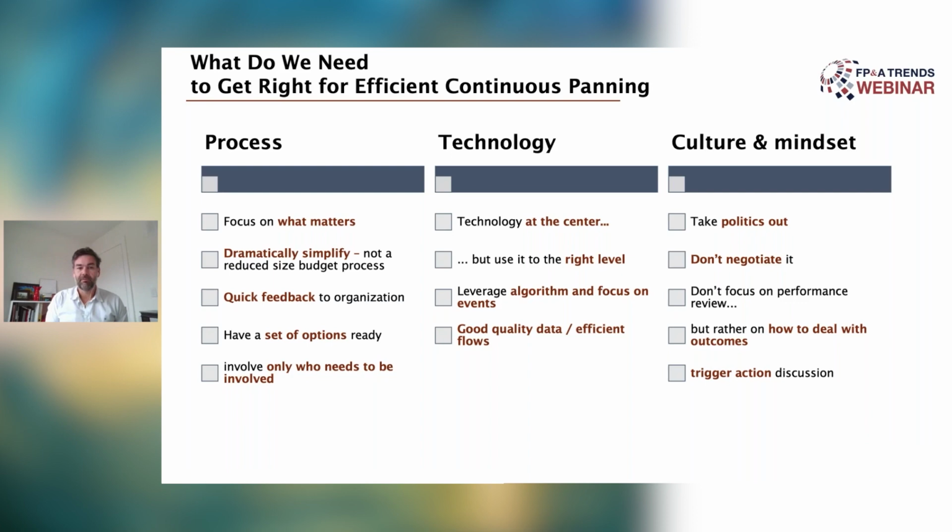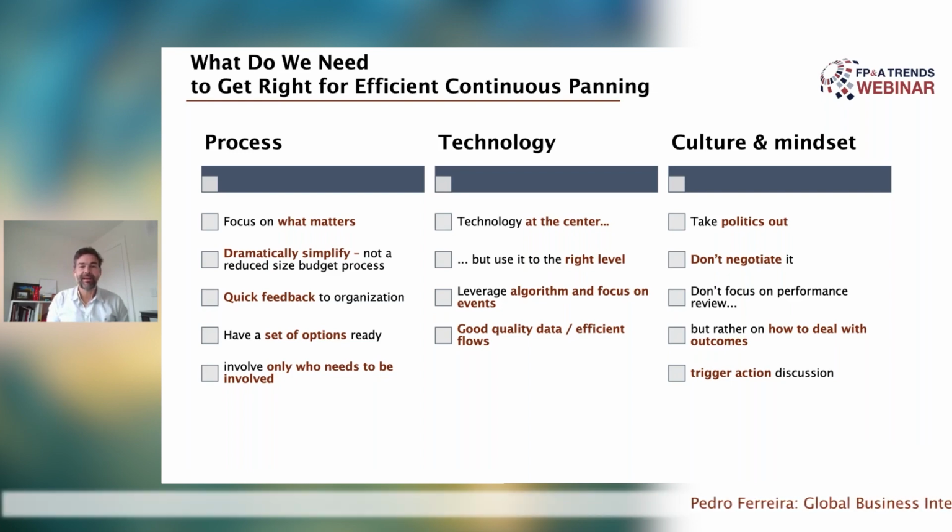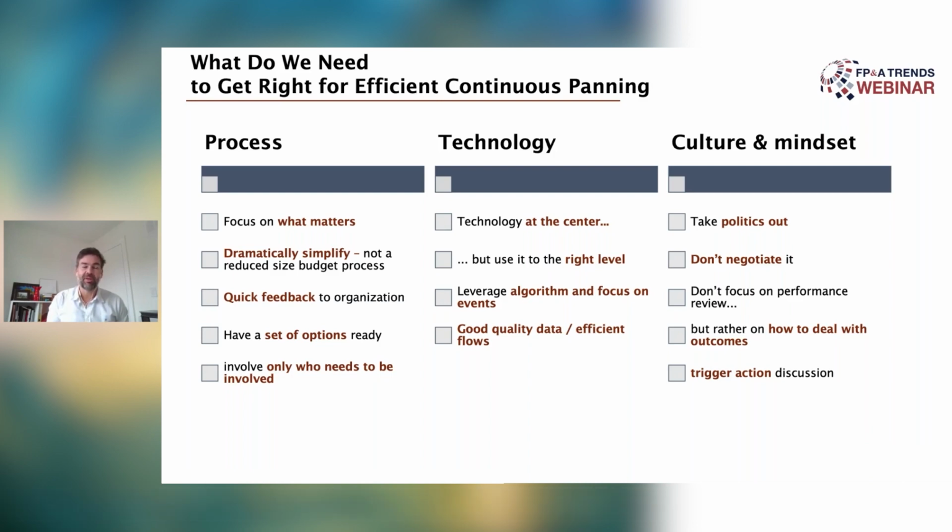First of all, focus on what matters. Not everything moves the needle in the same way in our businesses, and focusing on the ones that really do is going to be very important to have an efficient process for continuous planning. The next one is dramatic simplification, and "dramatic" is an important word here. The process needs to be extremely simple. And I think one of the things we need to keep in mind here is that you should not try to put your yearly planning process into shorter time frames or into more frequent updates.